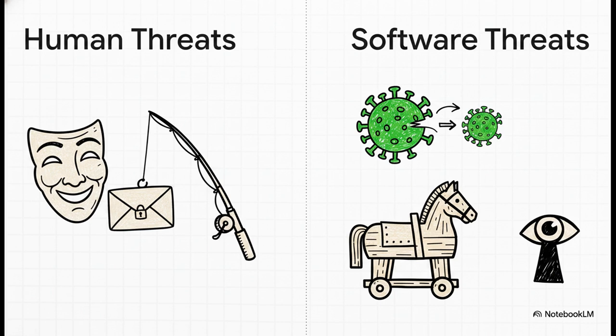Second, we have software threats, meaning malware. Viruses replicate themselves inside your real programs. Trojans trick you by hiding inside useful software. And spyware? That just quietly records your keystrokes in the background.